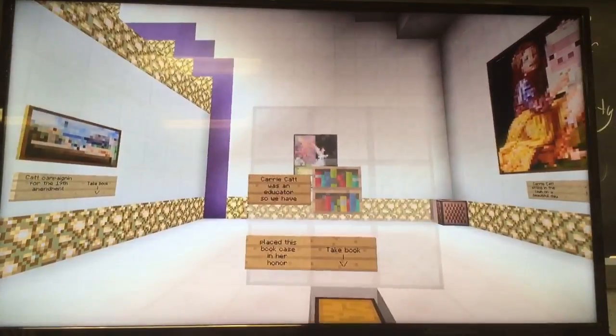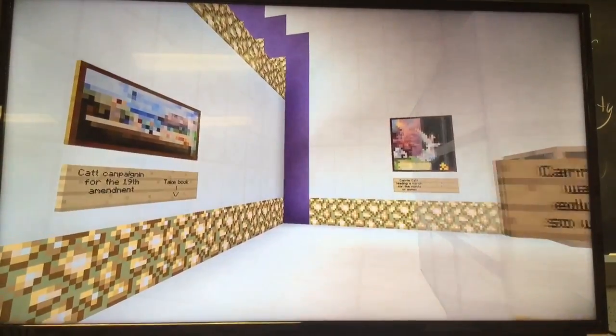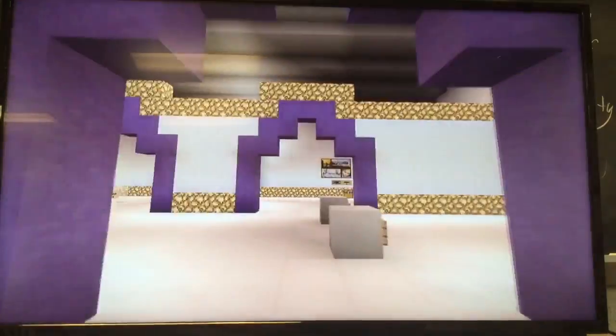And then over here we have Carrie Catt, who was a very famous educator and also fought for the 19th Amendment, which was women's rights. So that's our museum, for the National Authentic museum assignment for U.S. history.